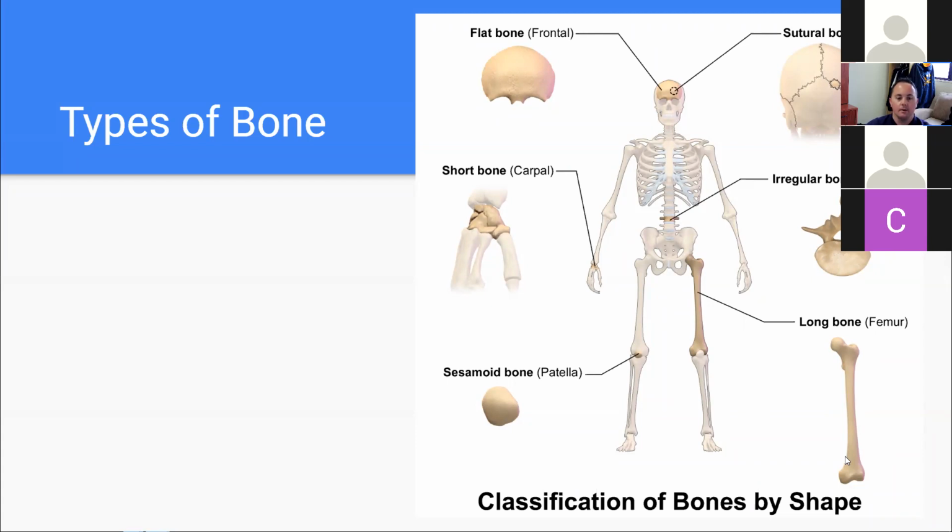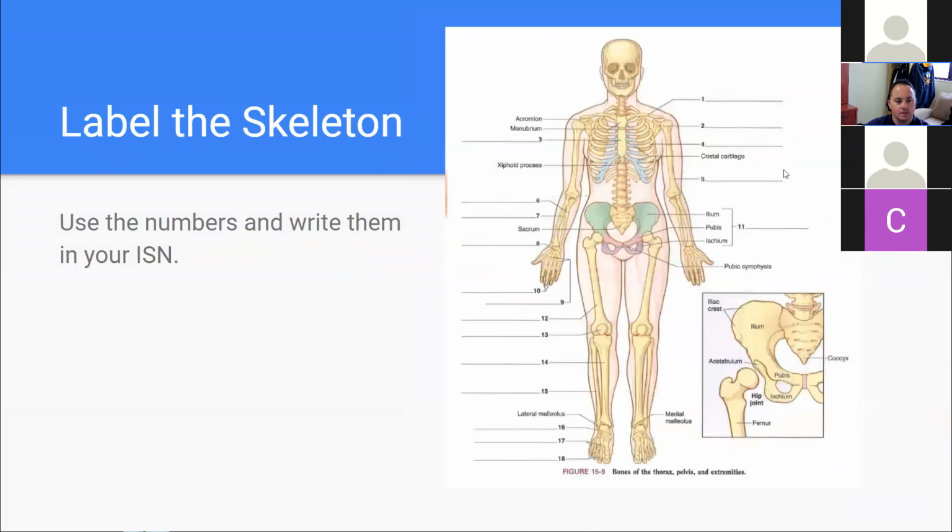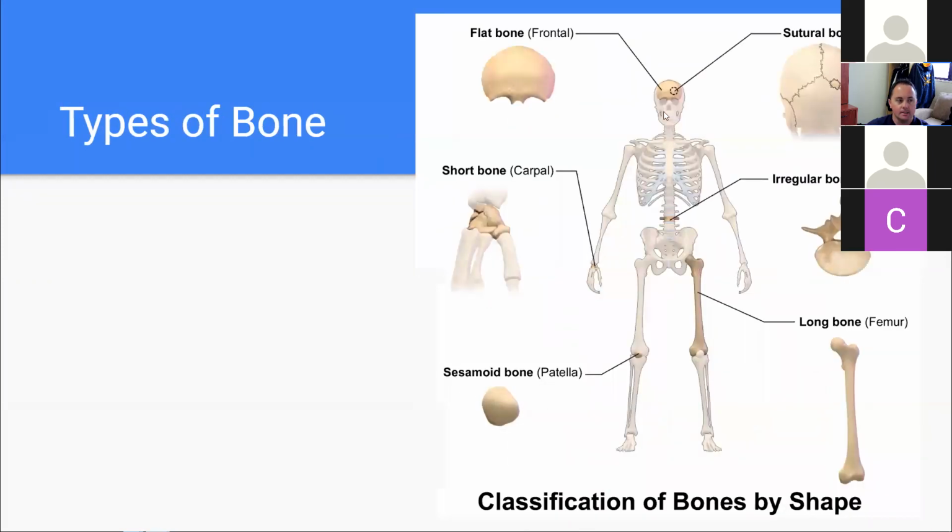So what I want you to do, knowing these classifications, go back to these bones that you just labeled and classify them. Are they long bones, short bones, irregular, or flat? Okay. And I want you to just do 1 through 18. I do not want you to do all of these little guys that are labeled as well. Okay. So just do 1 through 18 and classify them as the types of bones. Okay. I will give you about 5 to 10 minutes to do that.